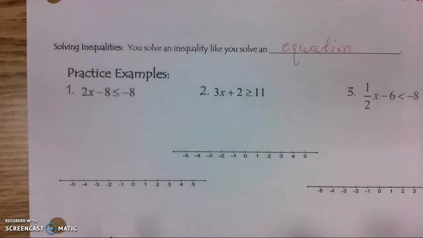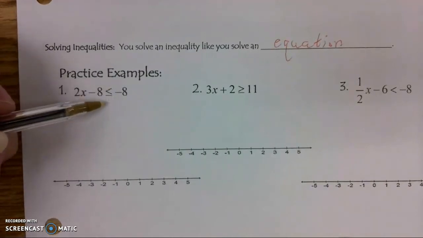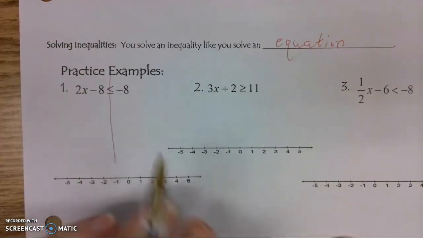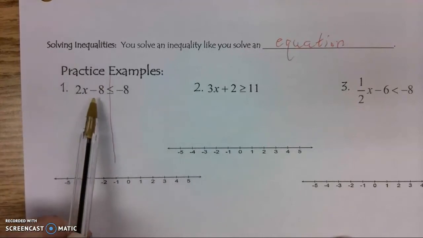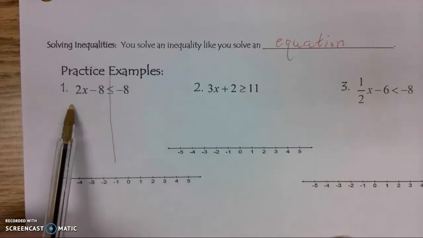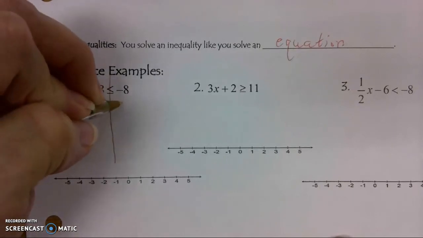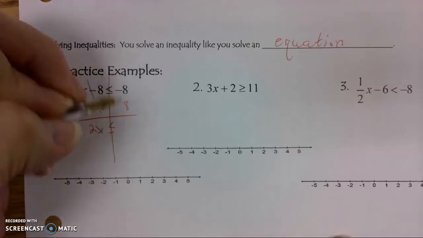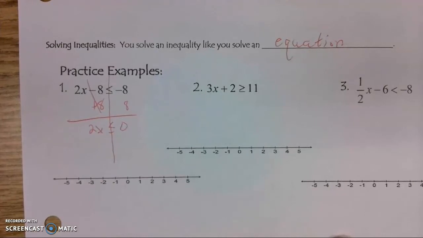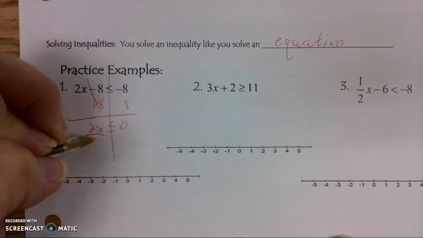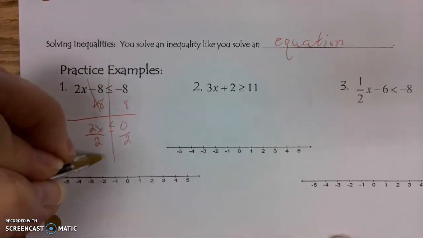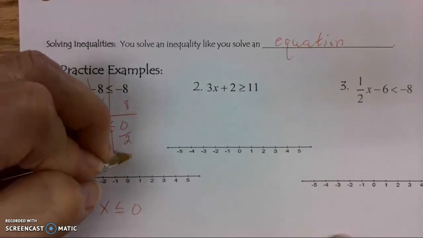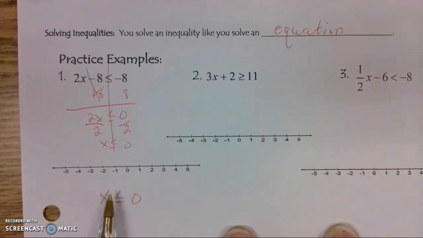All right, let's look at a couple examples. Number 1, 2x minus 8 less than or equal to -8. Again, I'm going to draw my line there because I have 2 sides, and I have to do the same thing. I've got to make sure that I add 8 and divide by 2. That's going to cancel out, leaving me with 2x less than or equal to 0. Again, that's fine. 0 is a solution. I now have to divide by 2. Now, my solution is x is less than or equal to 0. Not equal, but less than or equal.